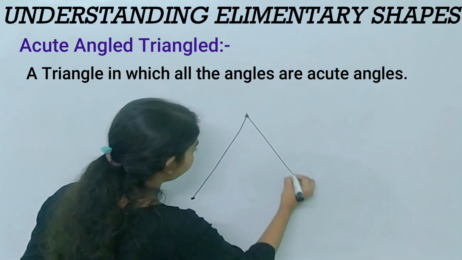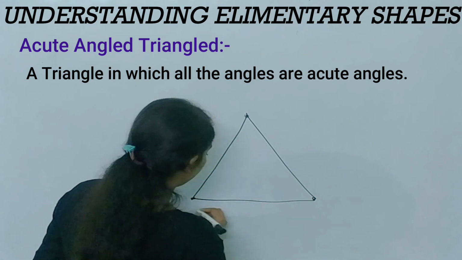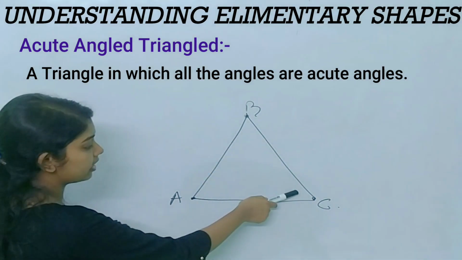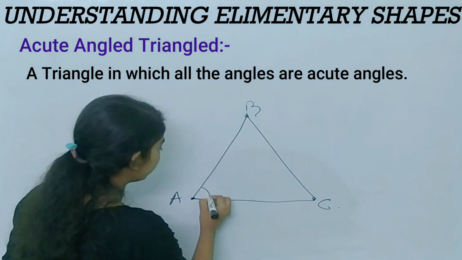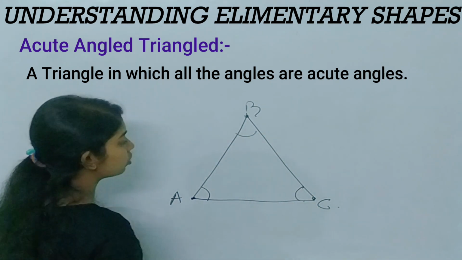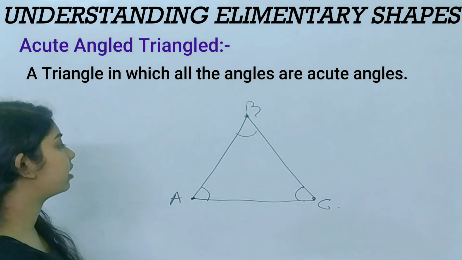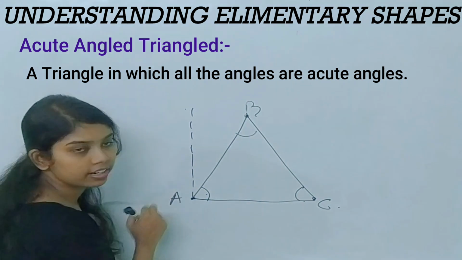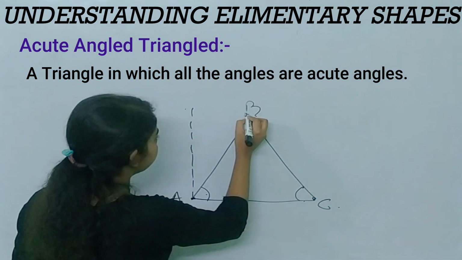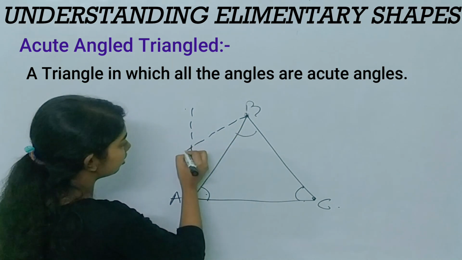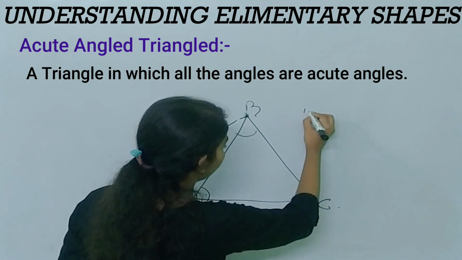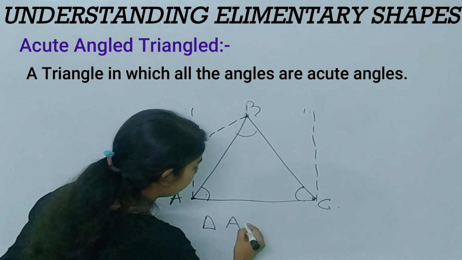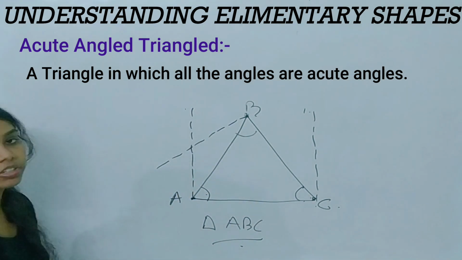You can see A, B and C. Here you can see all the angles are acute angles, or all the angles are less than 90 degrees. So this triangle becomes an acute angle triangle because, as you can see, angle A is less than 90 degrees, angle B is also less than 90 degrees and angle C is also less than 90 degrees. So triangle ABC is an acute angle triangle.